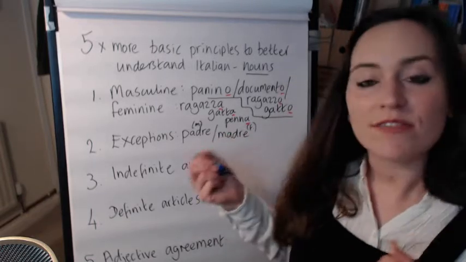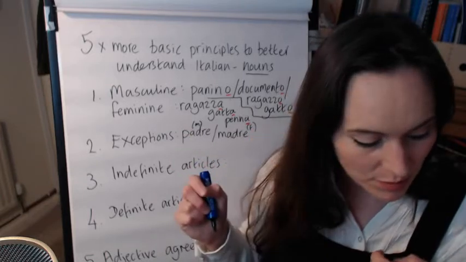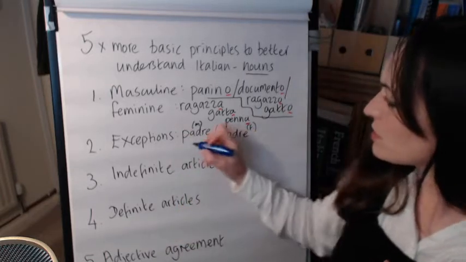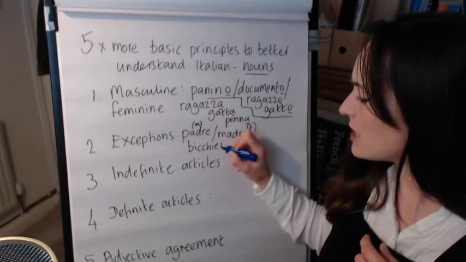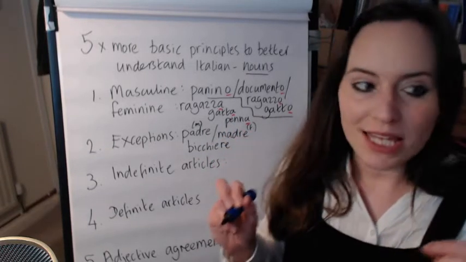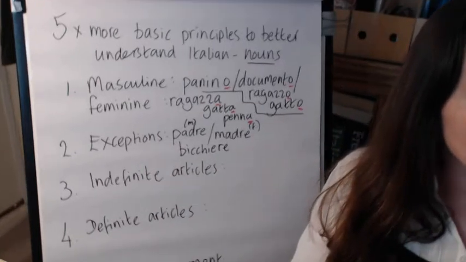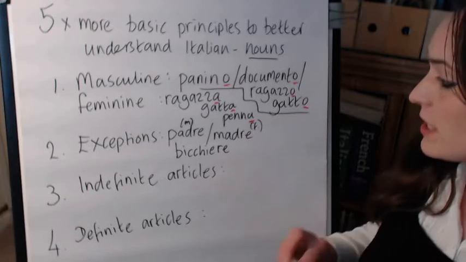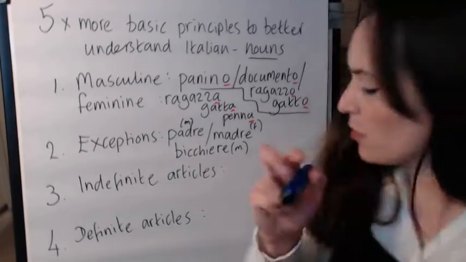So you just have to know the gender of them. Some of them are obvious, but some of them not so much. So the good one that I wanted to mention was bicchiere. So that's a noun that ends with an E. Bicchiere, which means a glass. And this is masculine. That's a masculine noun. Another one that's masculine that's popular.